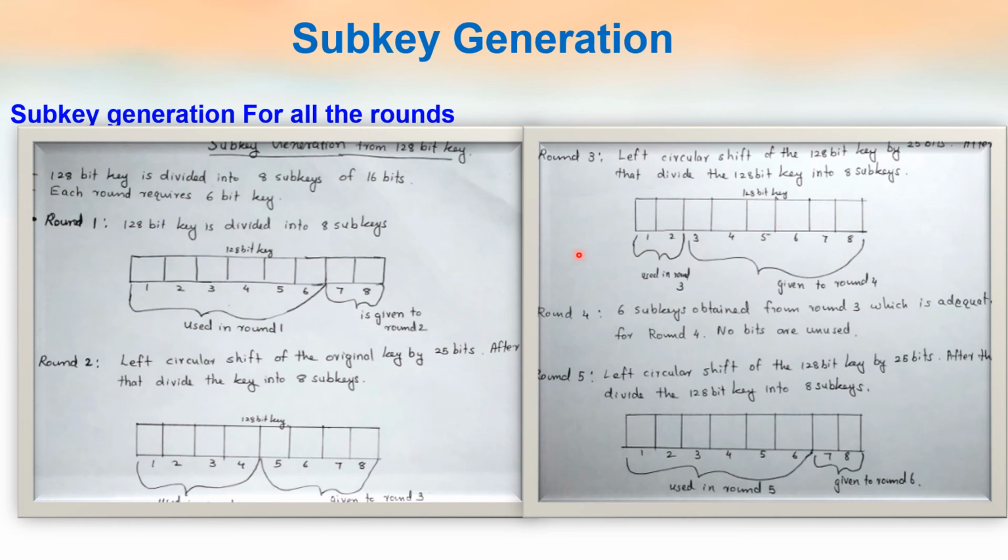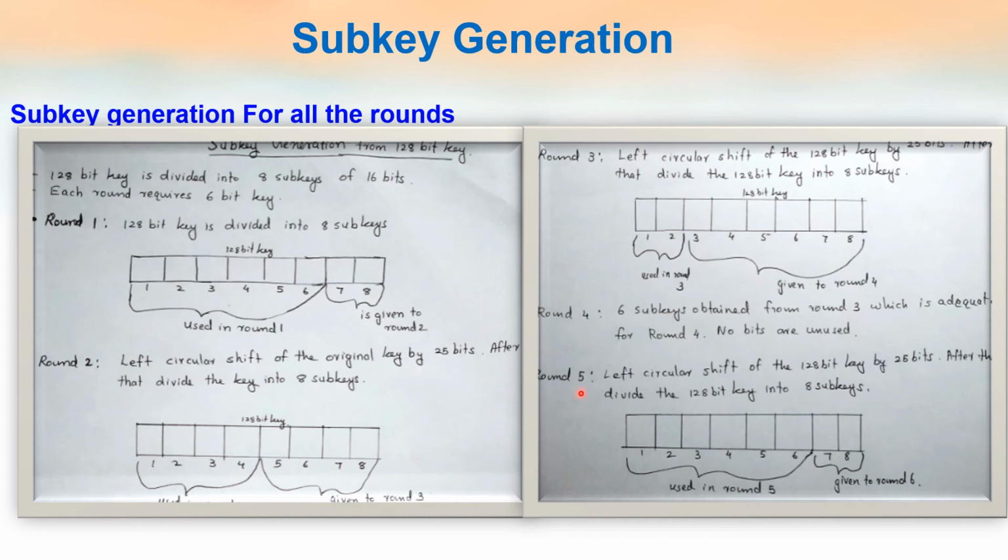Again it is left shifted by 25 bits, and the key obtained is divided into 8. It requires only 2 from this round, so 4 plus 2, 6 subkeys, will be given to round 3. Here we can see that after taking 2, 8 minus 2 is 6 subkeys unused. They can be given to the next round. So round 4 will be getting 6 subkeys, which is adequate because each round requires 6 subkeys. So these 6 subkeys are given to round 4.